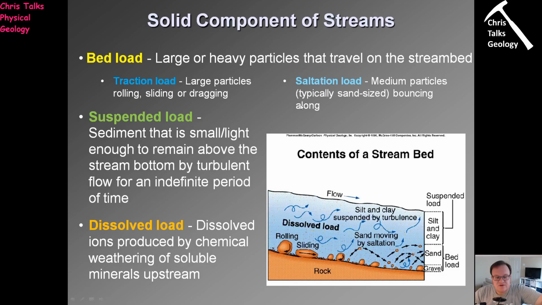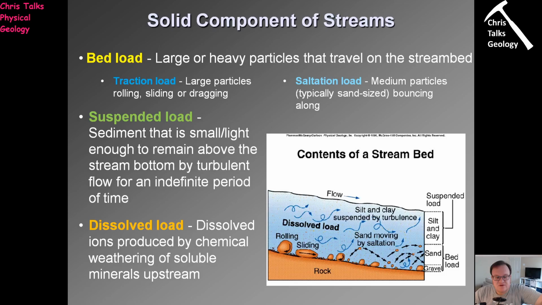The other method by which material can be moved as part of the bed load is through saltation. That's typically when sand-sized particles get temporarily picked up by the river. So the water picks them up temporarily and then drops them. It picks them up, drops them, picks them up, drops them. So these particles will move through a leapfrog motion along the riverbed. So bed load sediments are transported by either traction or saltation.